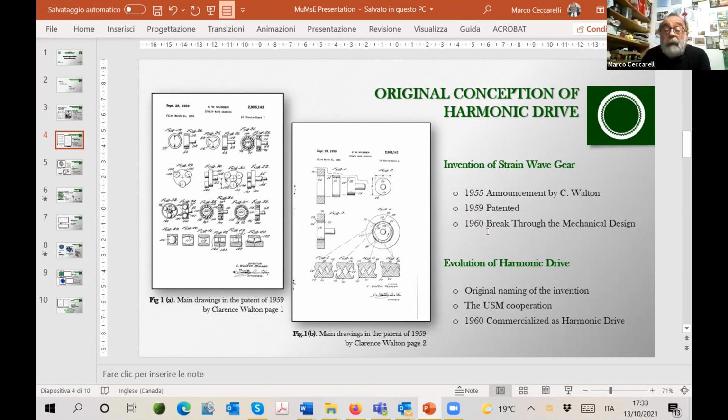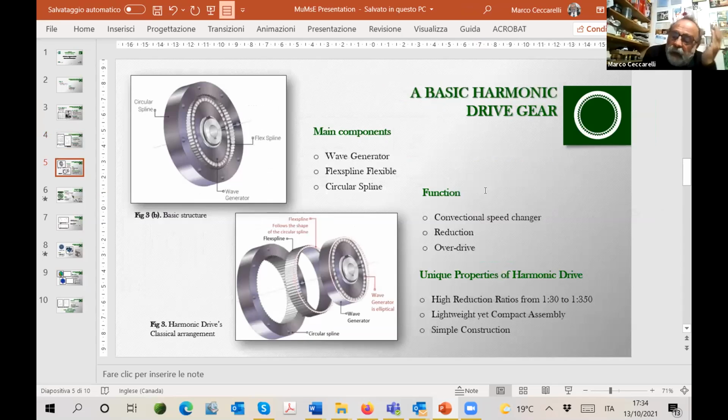After this patent discussion, the harmonic drive started to be produced quite soon after the last patent, but as you see, it took more than 5 years from the concept announced by Walton in 1955 to the first market component in 1960. Here is the main concept that we now know as produced in all harmonic drives, and we teach it in our course when we have to explain the functionality of this device. You have the three components.